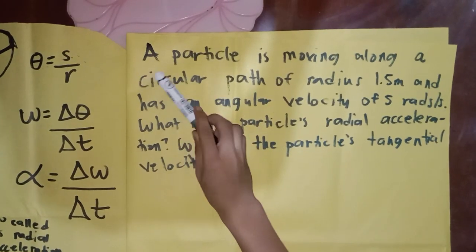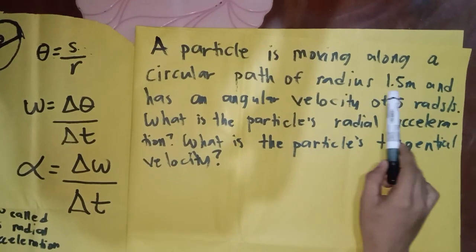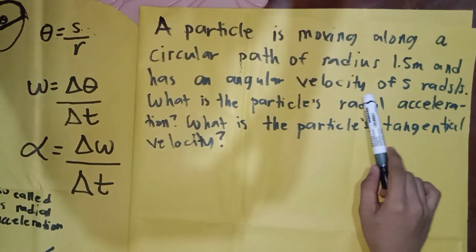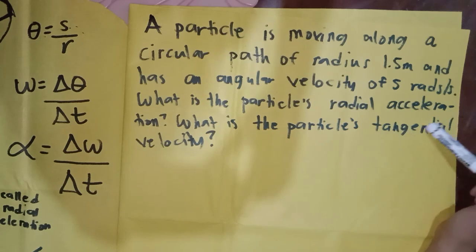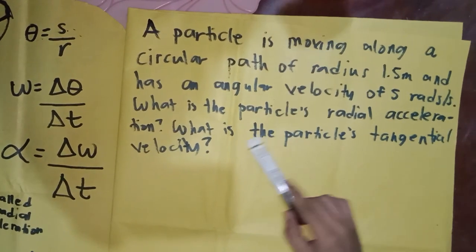Problem: a particle is moving along a circular path of radius 1.5 meters and has an angular velocity of 5 rad per second. What is the particle's radial acceleration, and what is the particle's tangential velocity?